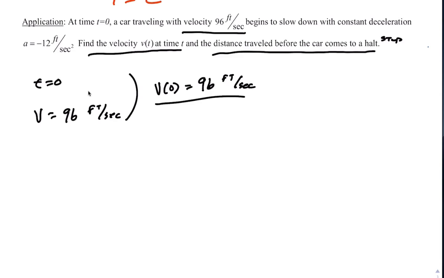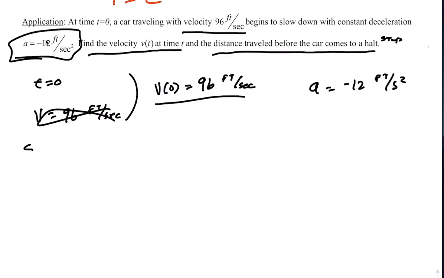This makes it look like an equation. It's actually this, right? When I sub in 0 for my time, my t in this case, my velocity is 96 feet per second. So that's an initial condition I have. And I actually have an equation here. They tell me, hey, the acceleration is negative 12 feet per second squared.